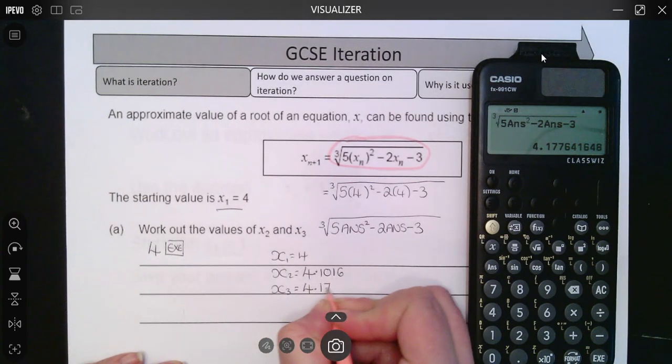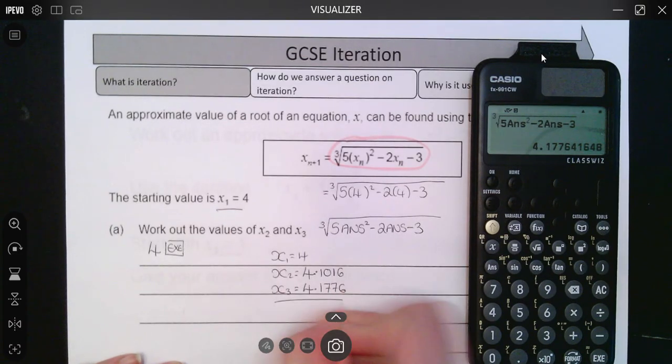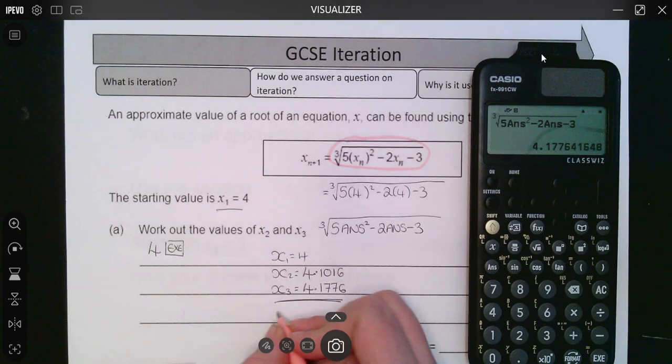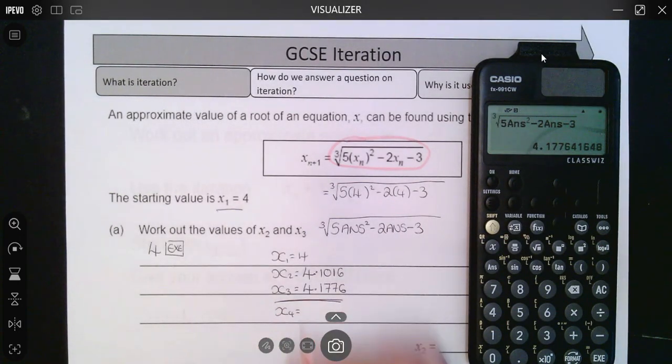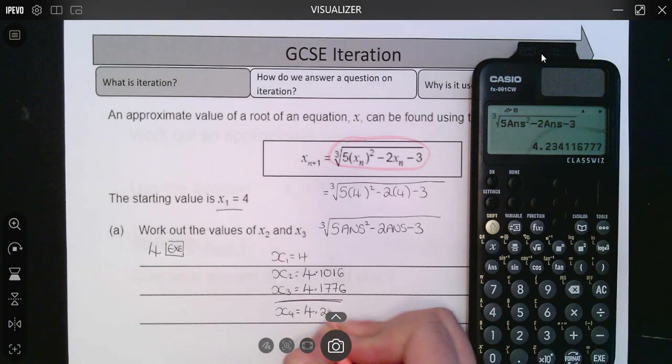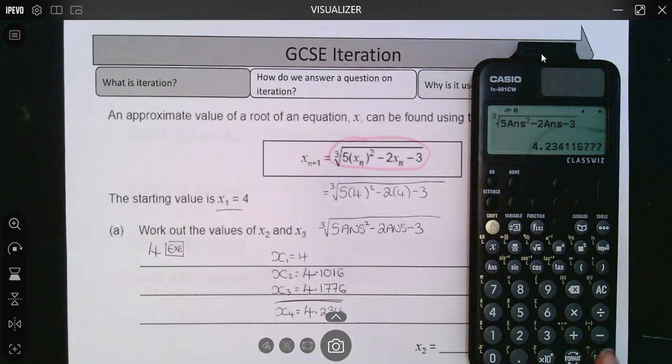Now, it's not asked for this. At this point, I've got 4 marks in the question. It's 1 mark for each one. But if the question did ask for another one, I don't have to do any extra working. I just, again, have to press the EXE button. And there is the next term. In fact, I can now keep pressing it. And eventually, the numbers slowly stop moving until they move no more.